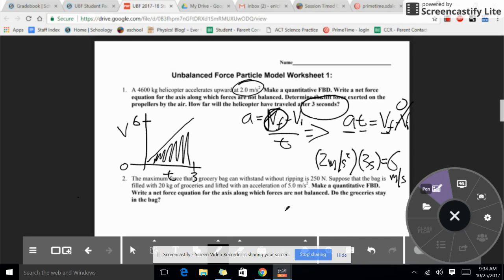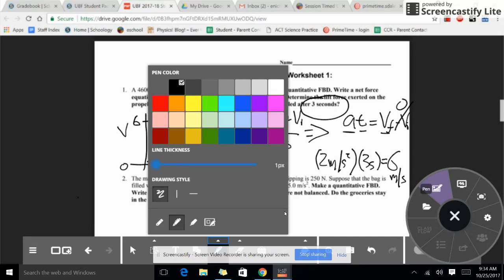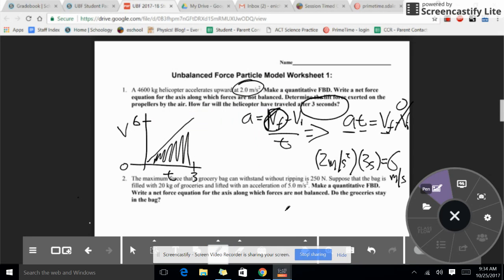Now all we need to do is figure out the area of the triangle. We know the height is 6. We know the base is 3. So base times height divided by 2, we have 6 times 3 divided by 2. 6 times 3 is 18, divided by 2 is 9. What's our unit? Meters. Great. Now we've figured out how far the helicopter has traveled in 3 seconds.